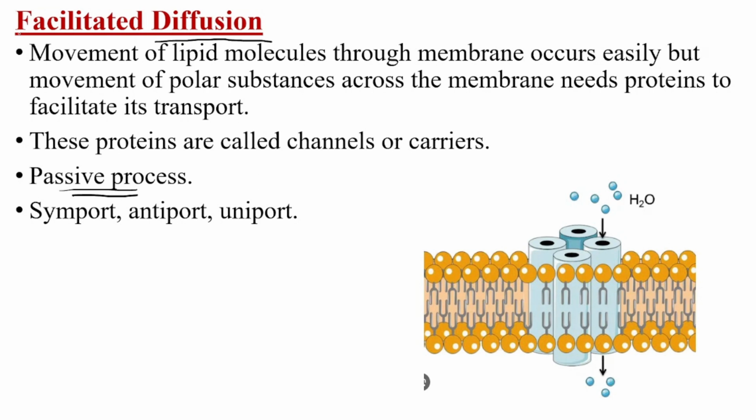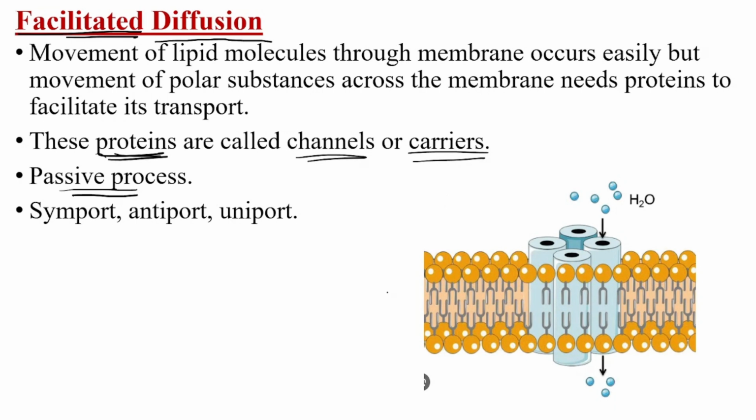But here they said facilitated. Facilitated means something is assisting this process of diffusion. Someone is facilitating the process of diffusion. So the proteins which play a role in helping diffusion take place are called channel proteins or carrier proteins. Now, why is there a requirement for proteins to assist this process?